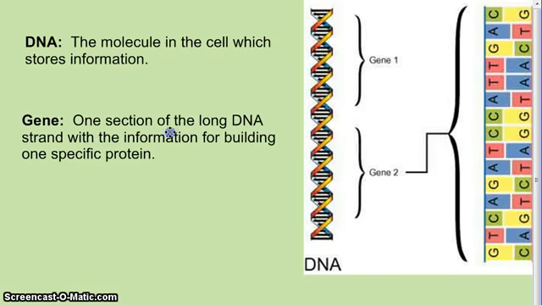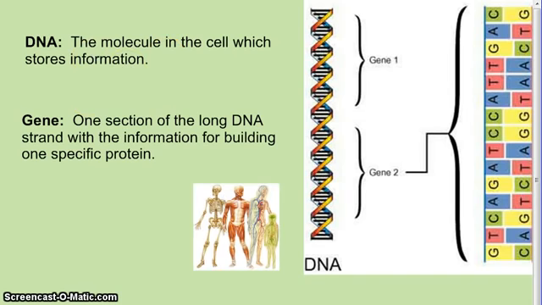So genes are defined this way. They're one section of the long DNA strand with the information for building one specific protein. And your DNA has many genes. For a long time, we thought you might have over 100,000 or more because you have that many different kinds of proteins, which is what the information is for building. But recently, science has found that in the human body, there's probably about 21,000 genes or individual statements along this strand of DNA that help your body understand how to complete the functions it needs to complete.